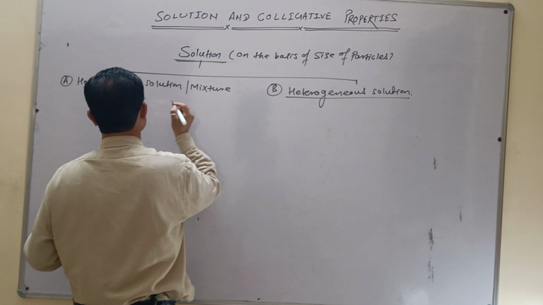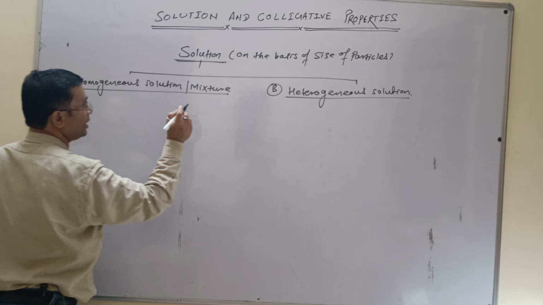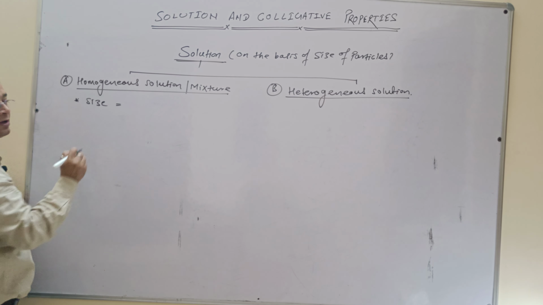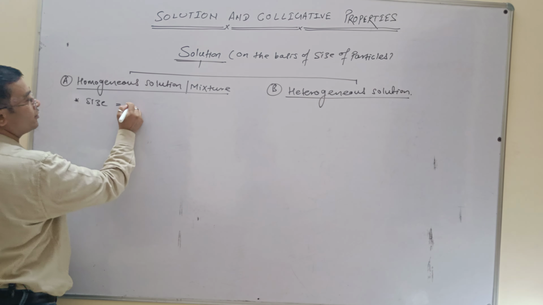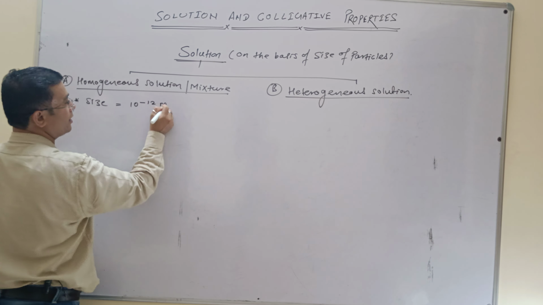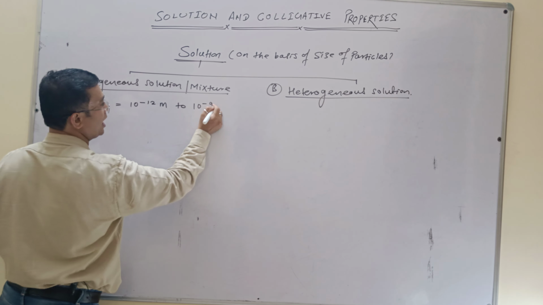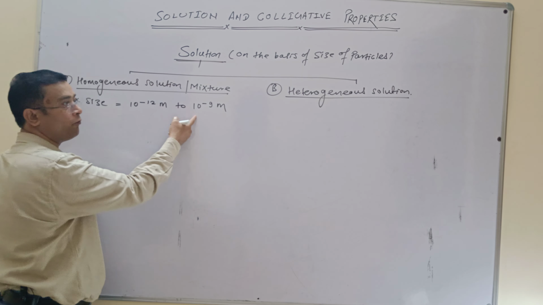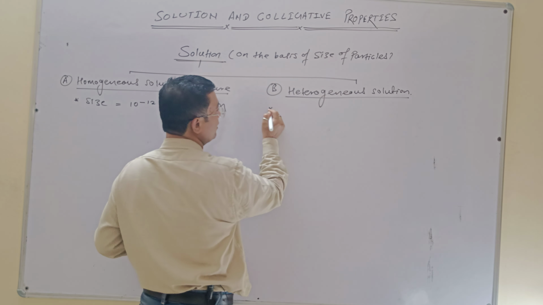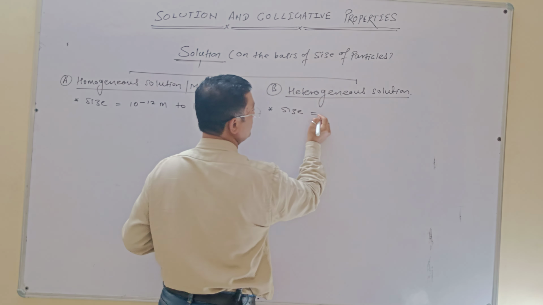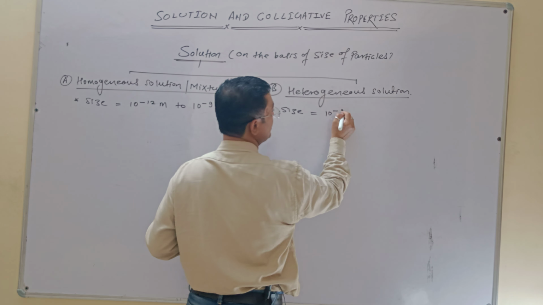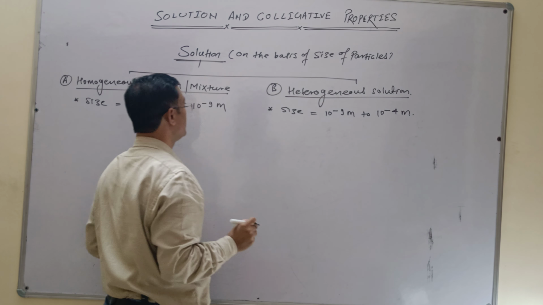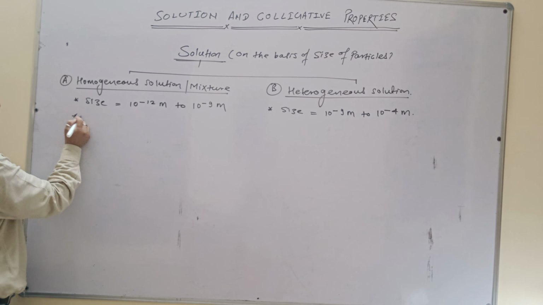The basic difference between these two kinds of solution is regarding the size of particle. Here, the size of particle is very small, from 10 power minus 12 meter to 10 power minus 9 meter, meaning 1 picometer to 1 nanometer. And here the size of particle may be from 10 power minus 9 meter to 10 power minus 4 meter. This one is called the homogeneous solution.